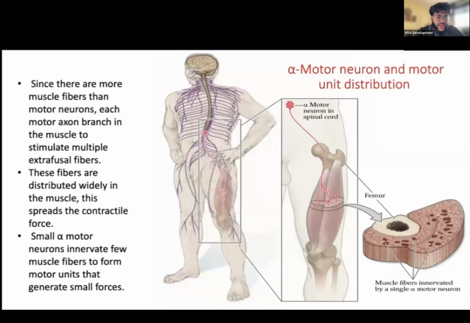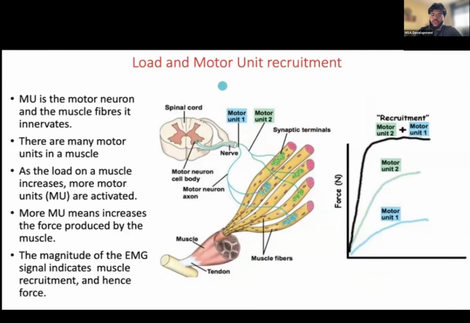Next up, we have load and motor unit recruitment. The motor unit, which is MU as shown over here, according to your doctor's slide, is basically your alpha motor neuron plus all the muscle fibers that it innervates. It's basically the functional unit of a muscle contraction.